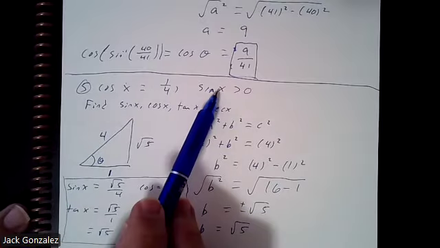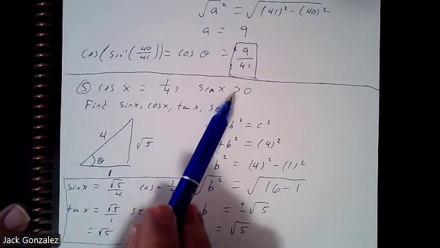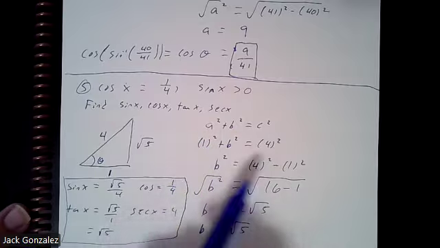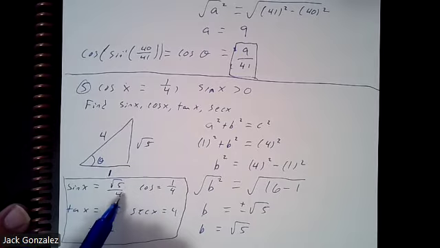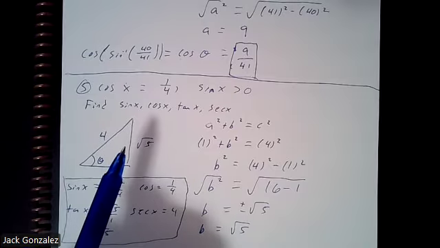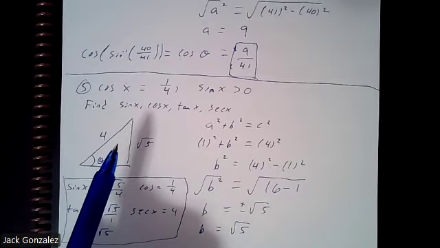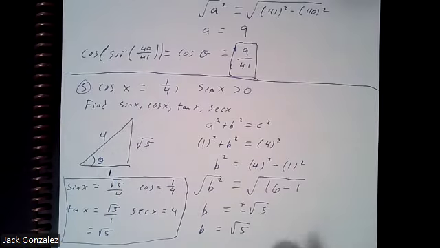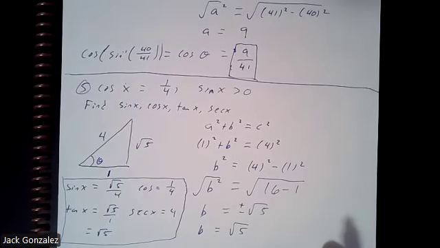So use this information, remember which quadrant we're in, build your triangle, and you're done. You'll have one of these on something like this for number five. Okay, let's move on.